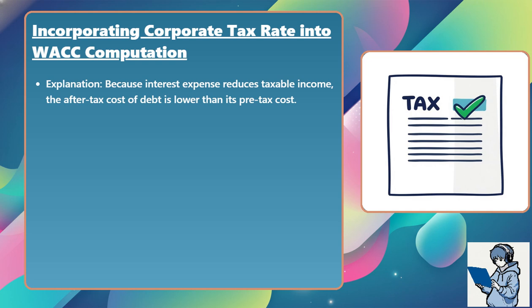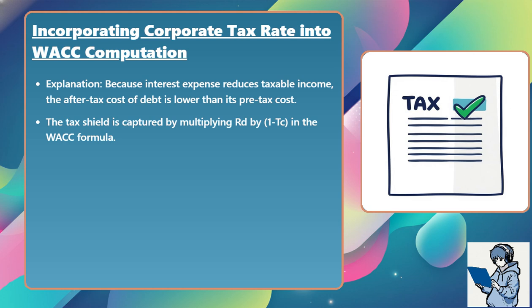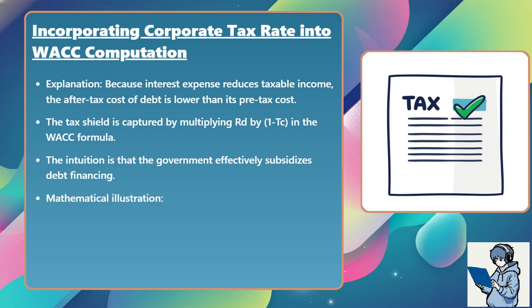Because interest expense reduces taxable income, the after-tax cost of debt is lower than its pre-tax cost. The tax shield is captured by multiplying RD by (1 minus TC) in the WACC formula. The intuition is that the government effectively subsidizes debt financing.